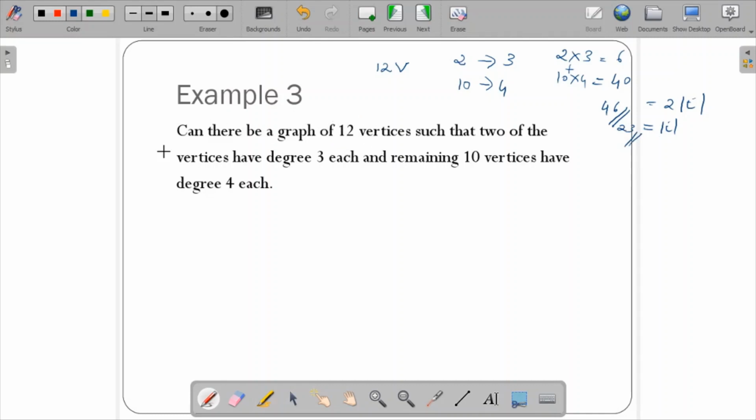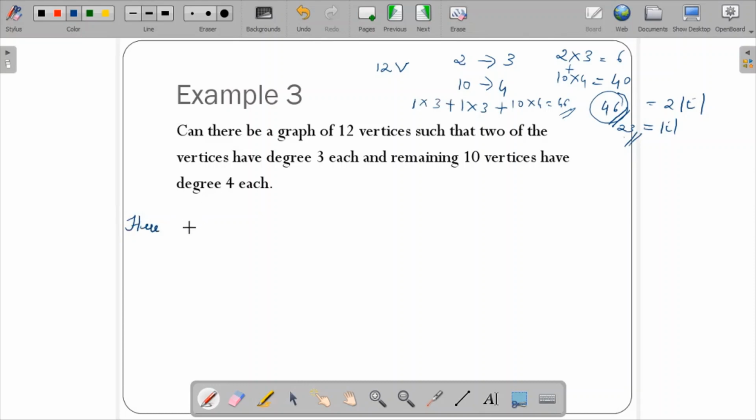So let us write the statement over here. Can there be a graph of 12 vertices such that 2 of the vertices have degree 3? Here I just did 2 vertices having degree 3. You can also do it like 1 vertex into 3 plus another 1 vertex into 3, then the remaining 10 vertices. Instead of 1 into 4, I did 10 vertices into 4. This summation gives you 46, the degree of the entire graph. Then you check whether it holds for the handshaking property. So I did twice the edges and got an edge count of 23. Since this is an even number, obviously the handshaking property holds. So such a graph can exist. So write down the statement for this.